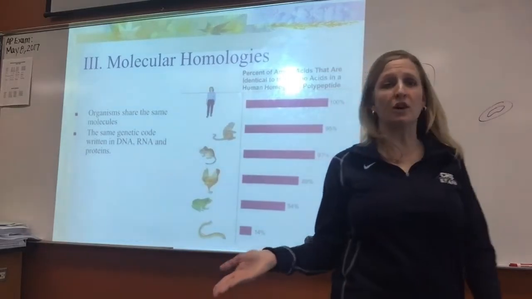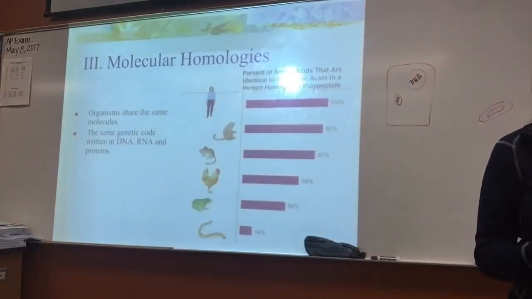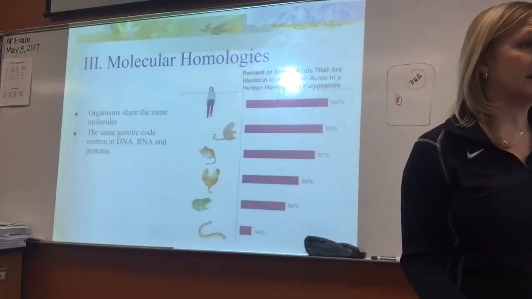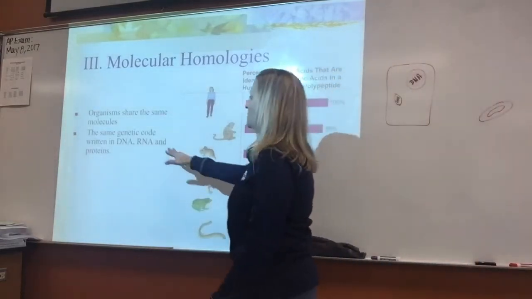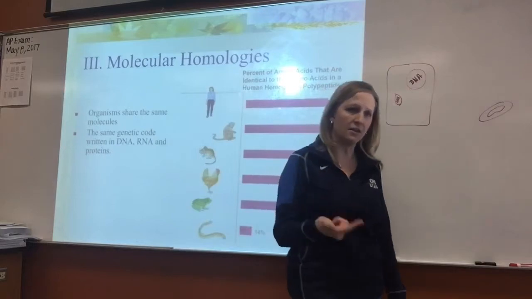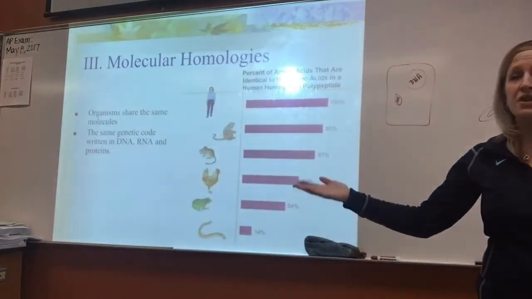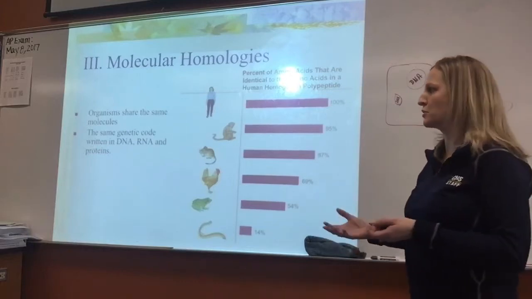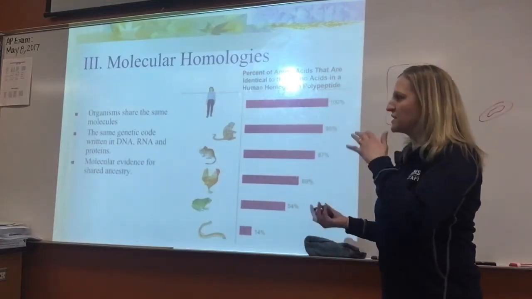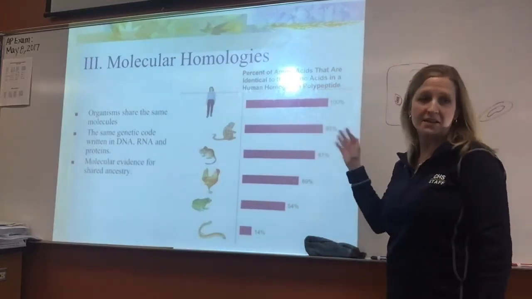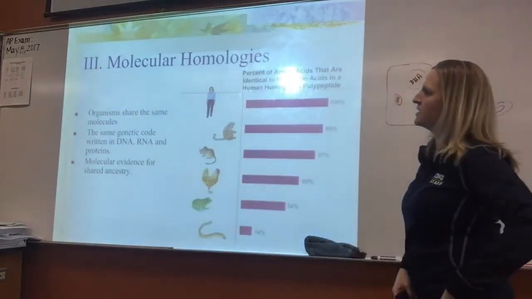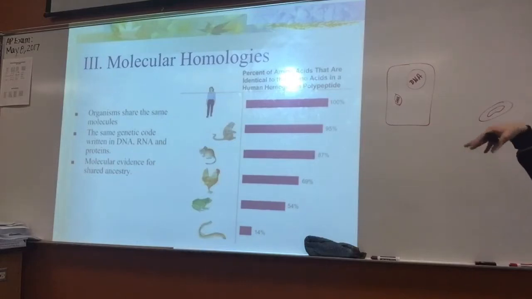So all organisms have nucleotides with A's, T's, C's, and G's to make up their DNA. All organisms, when they make RNA, have A, U, C, and G. And every organism uses the same 20 amino acids to put together to make proteins. So what's different is the order of bases in your DNA and so on. So molecular evidence is another example of shared ancestry.